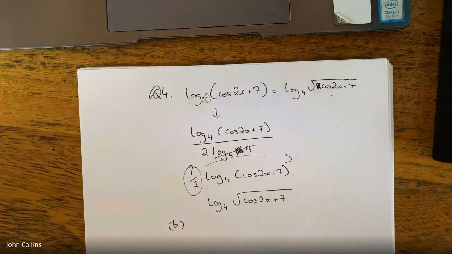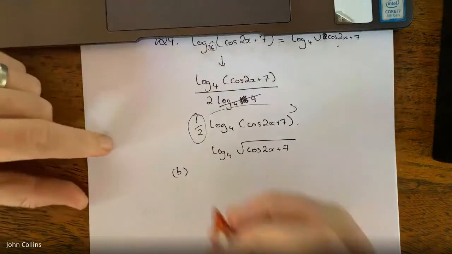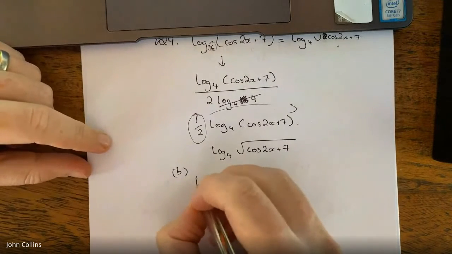Part B, was that another show? Hence or otherwise, solve. What did you get here, Sean? I got pi over 6. Okay, let's see if you're right. Spoiler alert, you are. Yay.